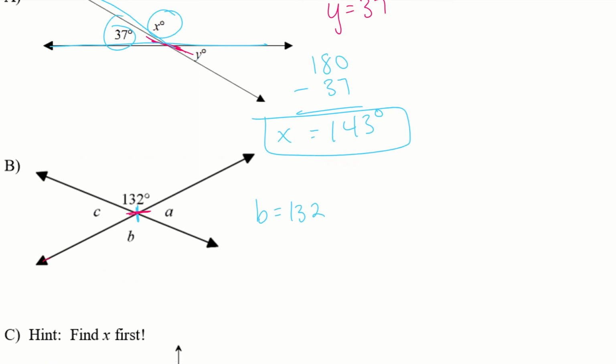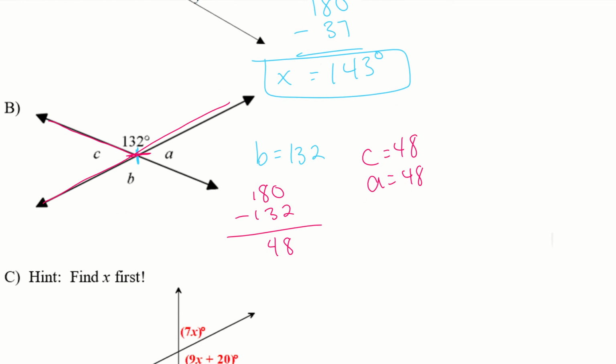So I'll go ahead and create a linear pair here. That creates a straight angle. So I'm going to do 180 minus 132. I end up with 48. So C equals 48, as well as A equals 48. They're vertical angles, so they are congruent. So that's how you work with these problems when you have to find more than just either the linear pair or the vertical angles together.